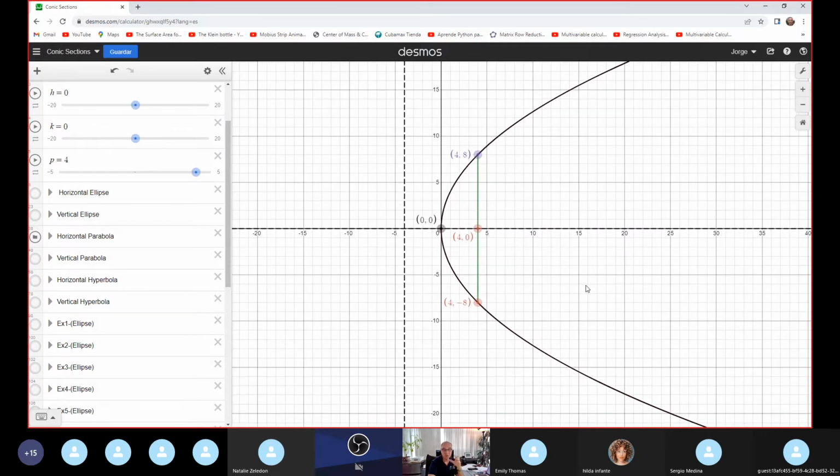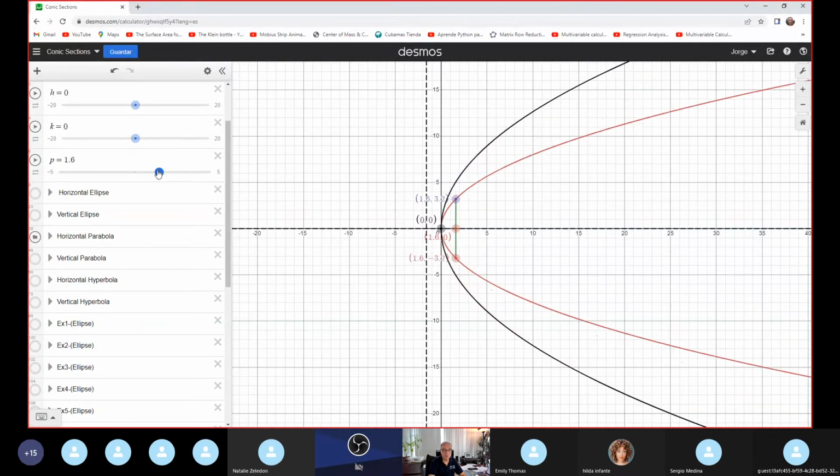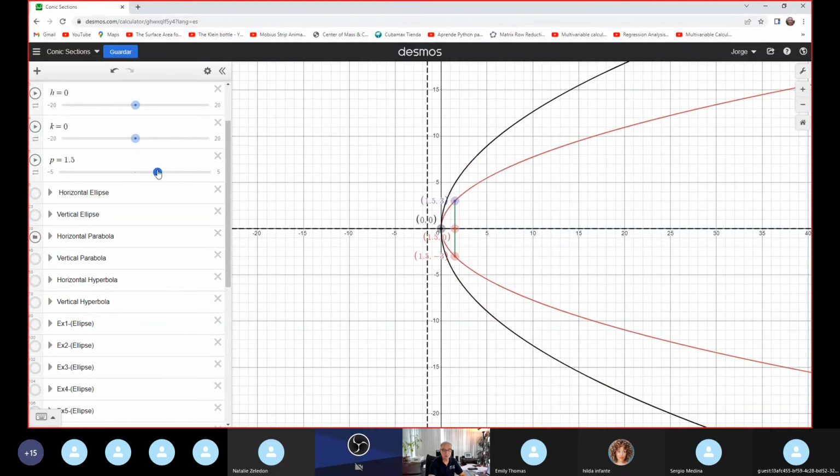You know, it's important because we have a family of parabolas, no? But how do you know how wide or narrow the parabola is? It depends on the focal diameter, depending on the P of the parabola. Suppose I change the P. Look. Do you see how I change the parabola?